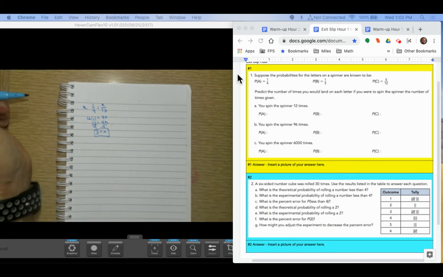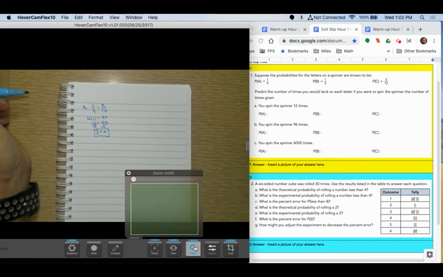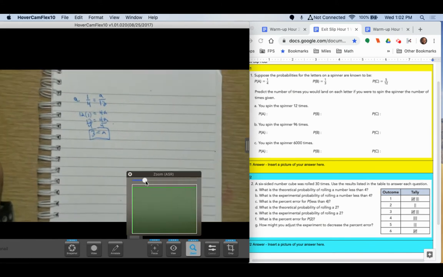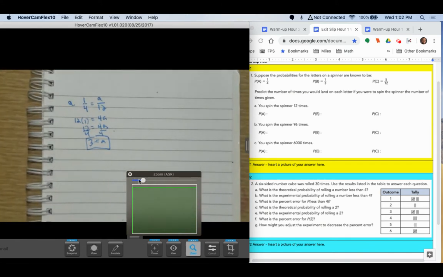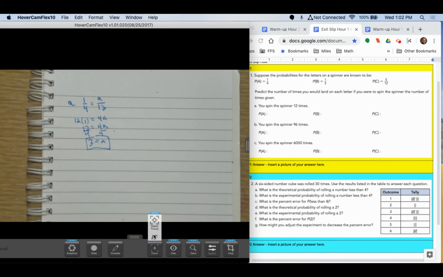Okay. Let me adjust that a little bit. I kind of liked it because I could. Okay, that's a little better. Just the focus. Okay, sorry about that.